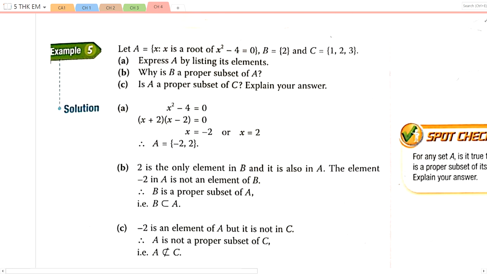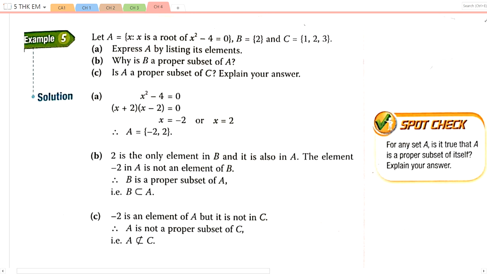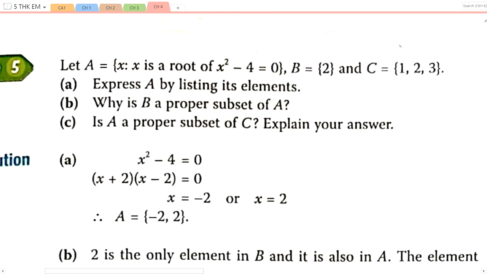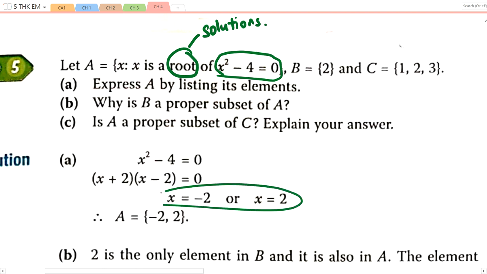Okay, so example 5. A is the set containing elements which are the roots of x squared minus 4 equals 0. This word root refers to solutions. So what are the solutions of x squared minus 4 equals 0? This is an equation which you can solve easily, where x is negative 2 or x equals 2. So if you want to list down the elements of A, we've only got these two elements, negative 2 and 2, and this is the answer.